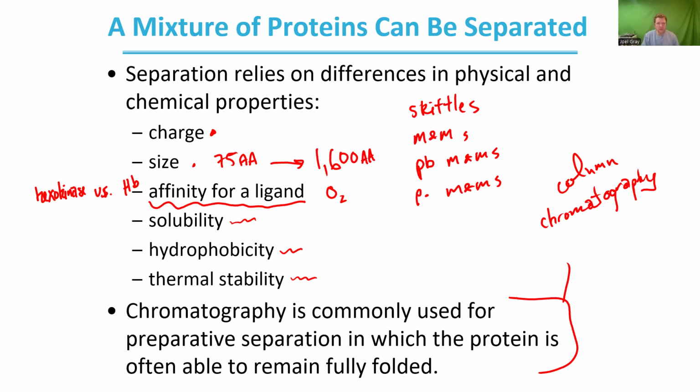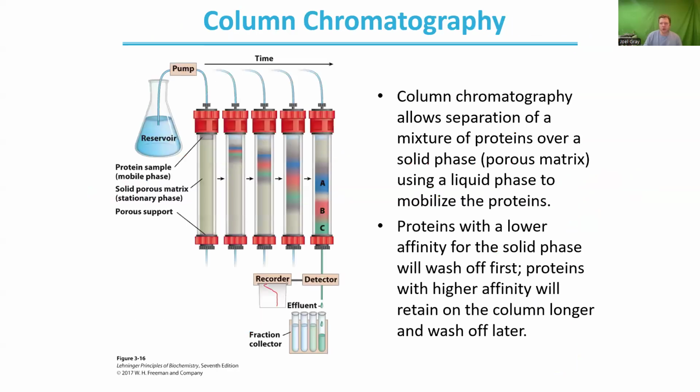Now, the chromatographic techniques that we're going to focus on will be used for separating proteins based on charge, size, affinity, and to a lesser extent, solubility. So the first technique that I want to talk about is column chromatography. This is kind of what the column looks like. These 5 different snapshots show the column as a sample progresses through it.